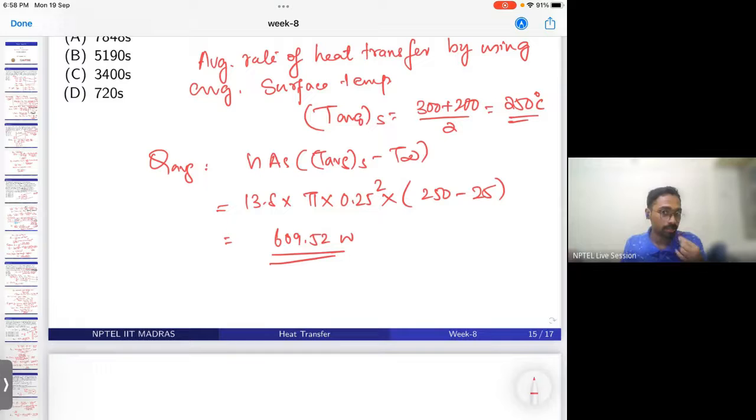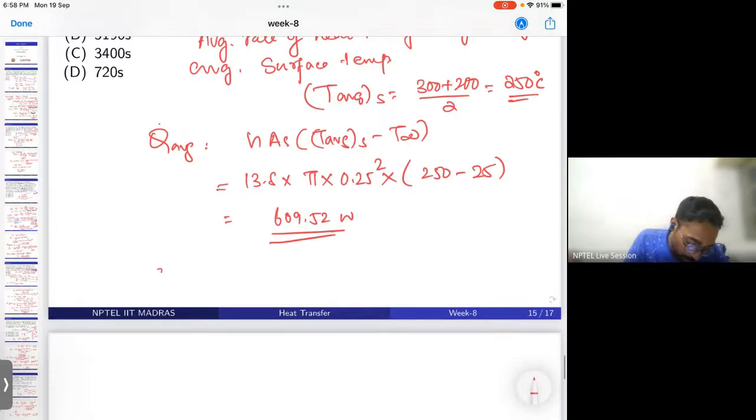So this is the average rate of heat transfer from the ball. So let's see what the total is. How much energy it lost, we can simply find out by the sensible heat change, the specific heat change of the body. So we can write Q of body. It's not a rate because it's a solid. Q body is equal to mass into Cp delta T.